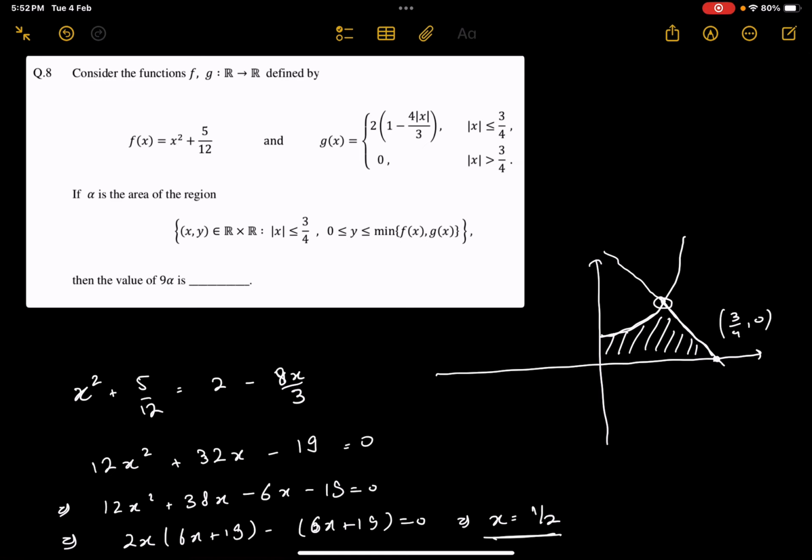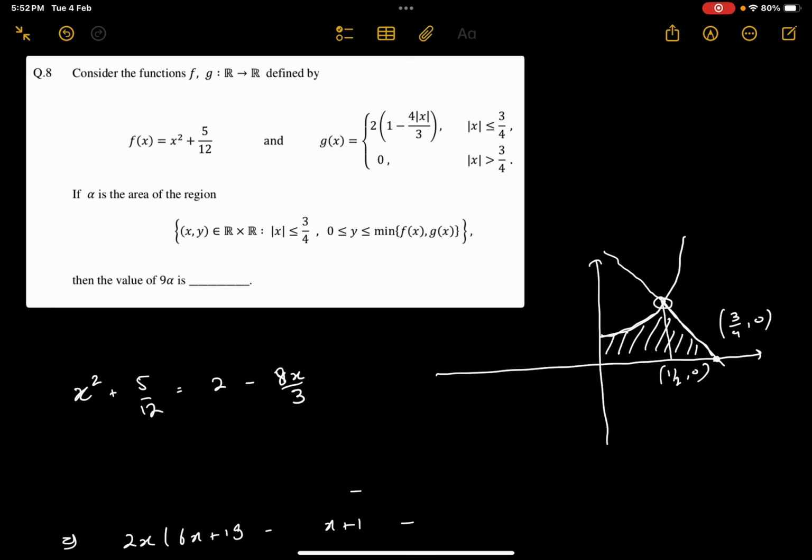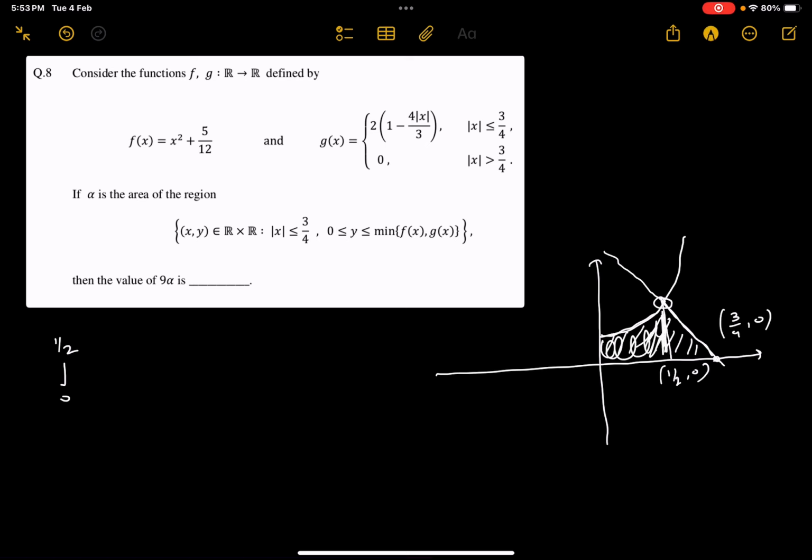Half squared is 1 by 4, plus 5 by 12 is 8 by 12, 2 by 3, and yeah, so we have this point of intersection. This is half comma 2 by 3. Now finding the area is straightforward. It is integration 0 to half, the area of this region. This region is bounded up by this parabola, so this becomes x square plus 5 by 12.